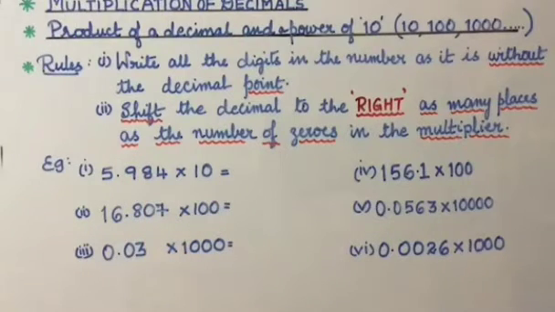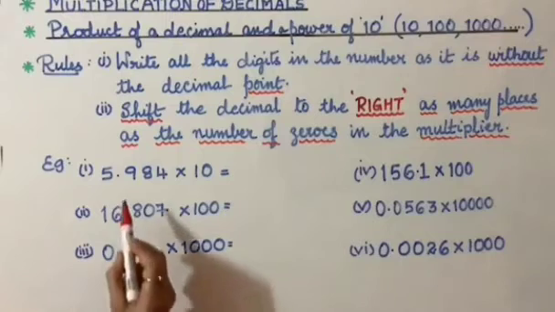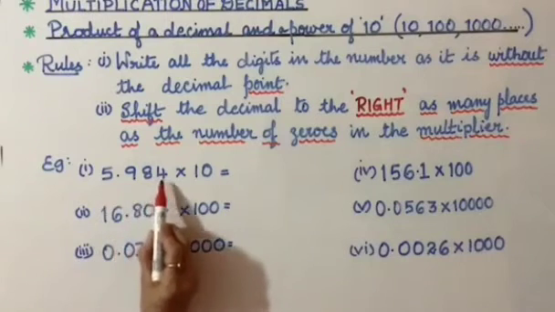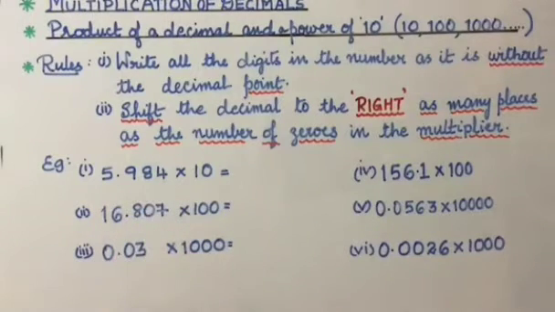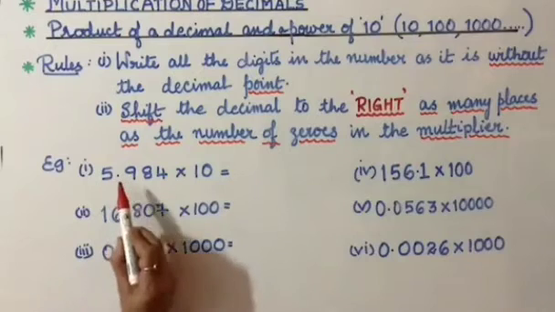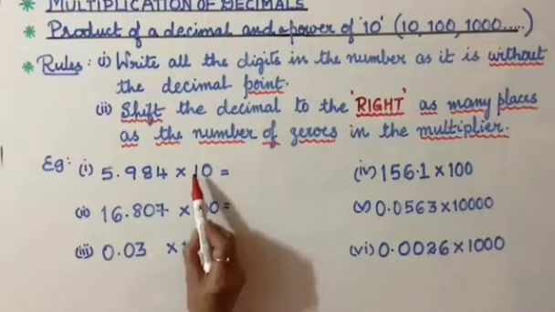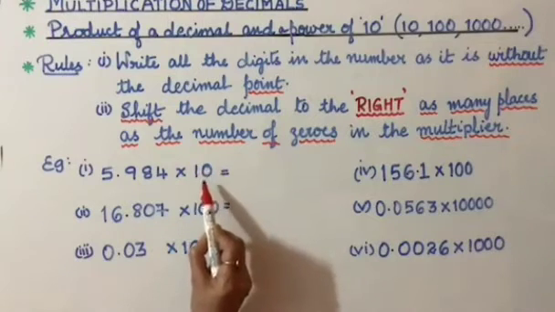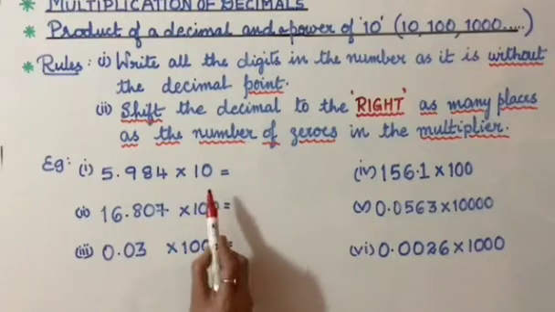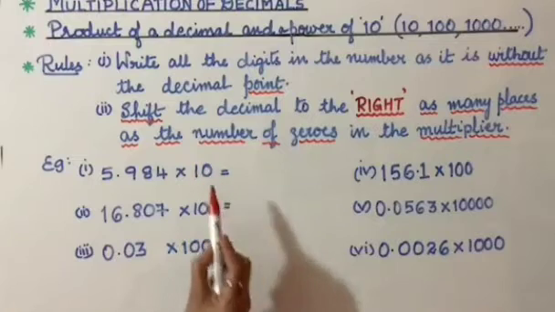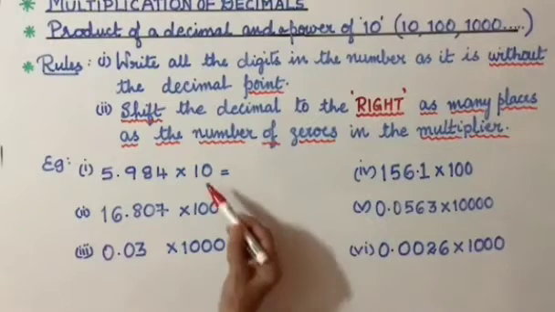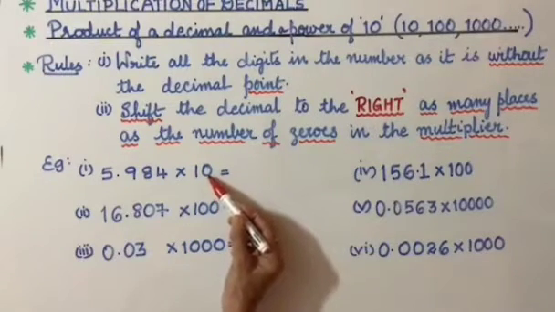So now let's start doing. First concentrate on 1 or 2 problems, then you too can start solving. Now all of you agree this is a decimal number. Can you read it? Read along with me. 5.984 multiplied by 10, 10 to the power 1. This is 10. Okay. So how many zeros can you all see here? You can see 1 zero. There is only 1 zero.